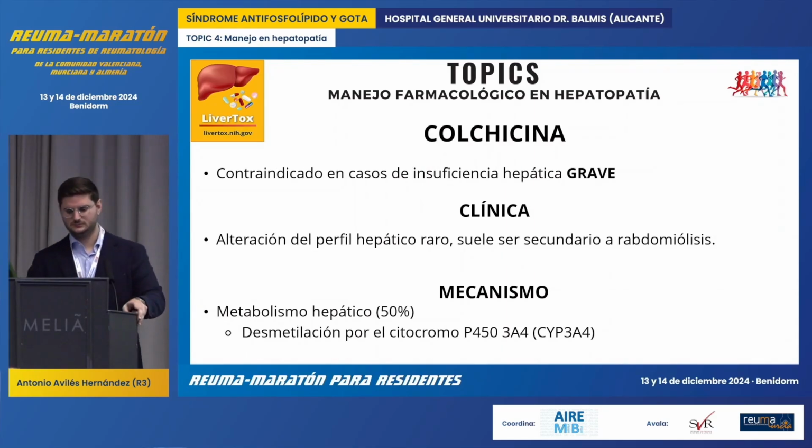Next, finally in this section, we talk about colchicine, which is contraindicated in cases of severe liver failure. This contraindication is based solely on the drug's metabolism, since 50% of it undergoes hepatic metabolism by the cytochrome P450 and P-glycoprotein.